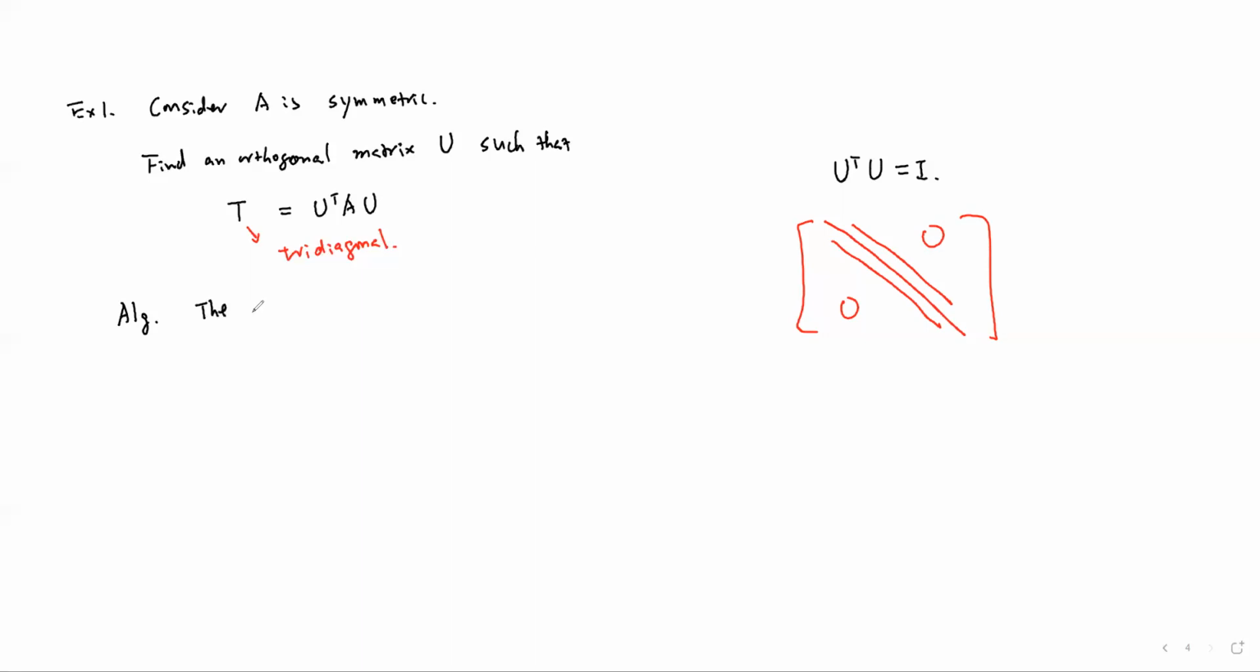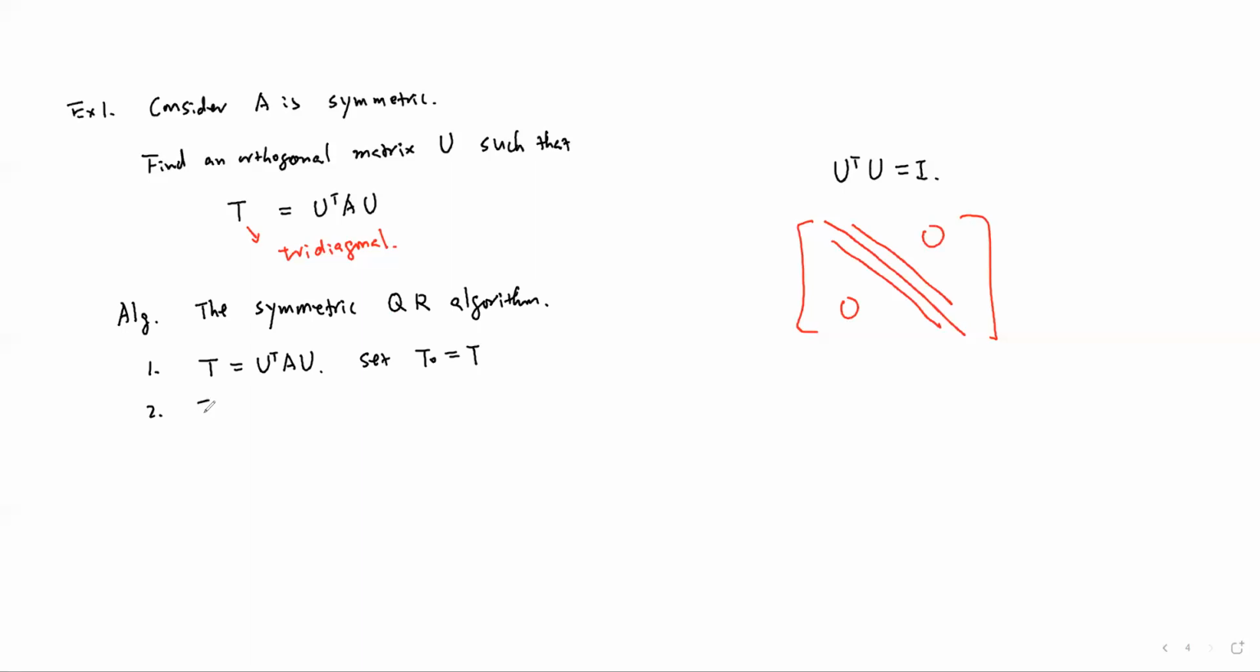We call this algorithm the symmetric QR algorithm. Step 1: transform the symmetric matrix A into a tri-diagonal matrix. Then set T0 to be T. That means I want to perform the QR algorithm on T rather than on A.